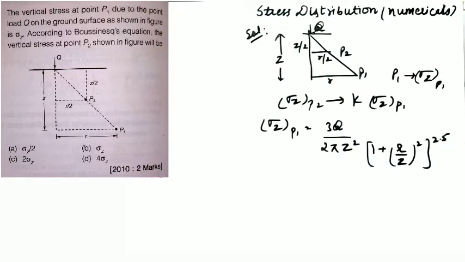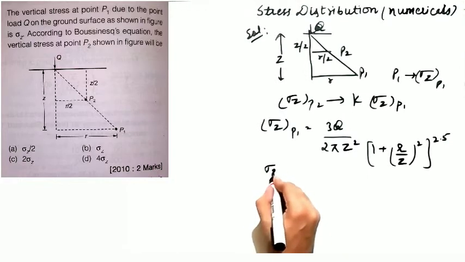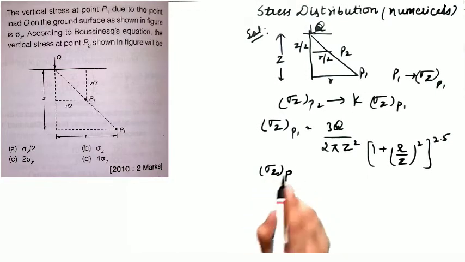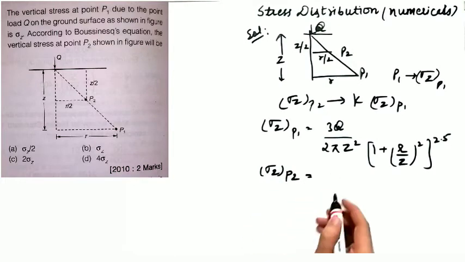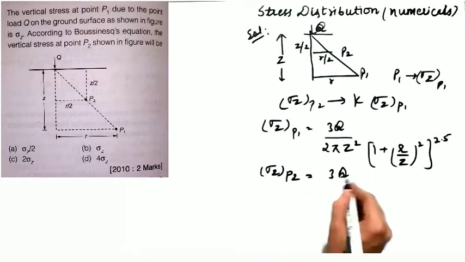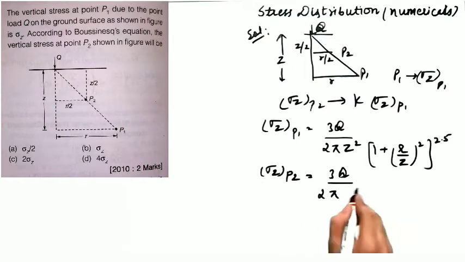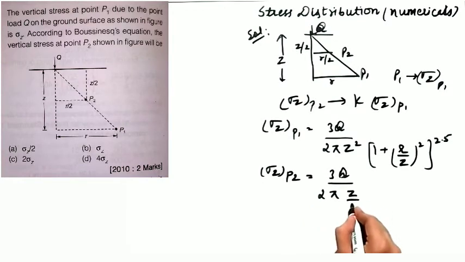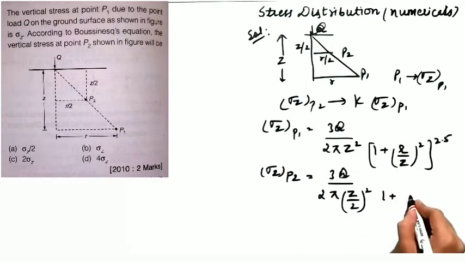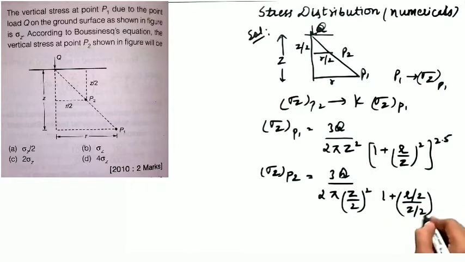Now this is the stress due to the point load Q at point P1. Now you have to calculate the stress due to load Q at point P2. Since Q is the same, it will be 3Q and 2Q. Now Z is Z by 2, so it will be Z by 2 square. Now 1 plus R is R by 2 and Z is Z by 2 square to the power 2.5.